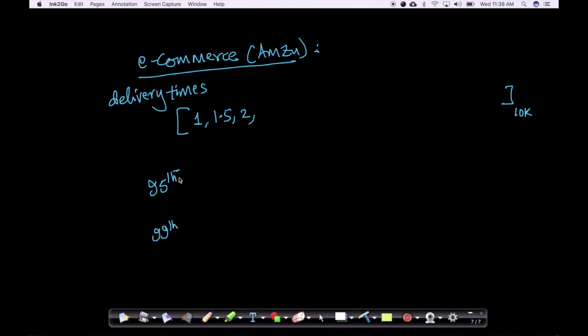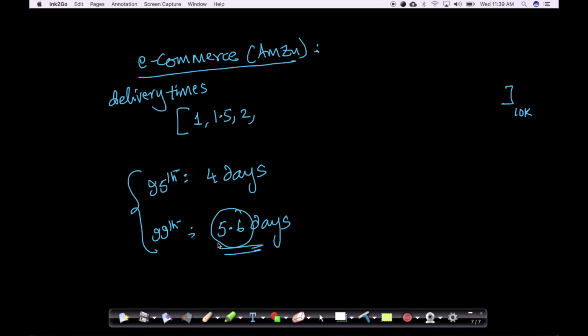Let's understand why. Let's say my 95th percentile is 4 days and my 99th percentile is, let's say, 5.6 days. These two numbers will tell me a lot about customer satisfaction. What this is telling me is that 99% of orders were delivered within 5.6 days from the time of placing the order to the time it was delivered to the customer, right? And that is good because 99% of your customers got it within 5.6 days. Of course, there is 1% of customers who placed an order who didn't get it in 5.6 days.